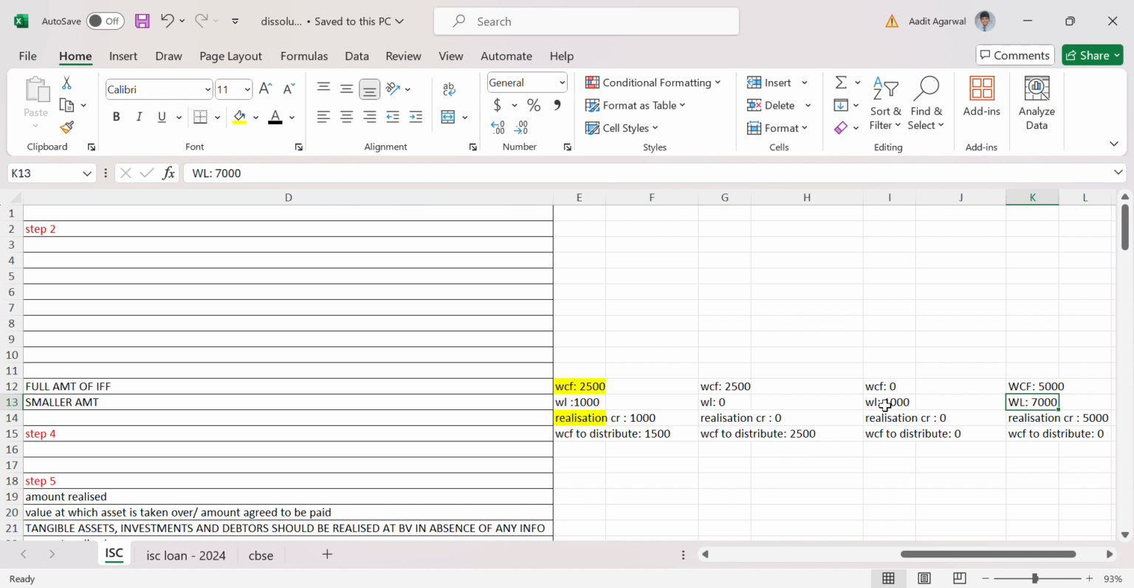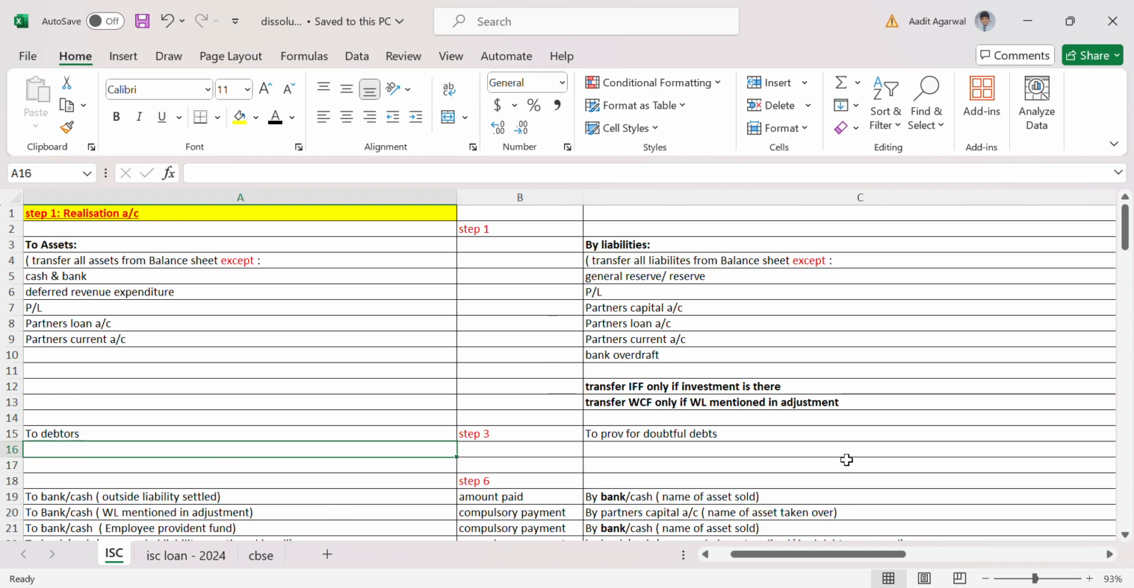Similarly, if the fund is 0 and the liability is 1000, when I compare the two, the smaller amount is 0. Again, you will not transfer anything to the realization account, and in this case, you also do not have any money in the fund to distribute. In this particular case, the fund is 5000 and the liability is 7000. When I compare the two, 5000 is the smaller amount. So on the realization credit side, I will write 5000. And I am not left with any amount to distribute because I have transferred the entire 5000 to realization.